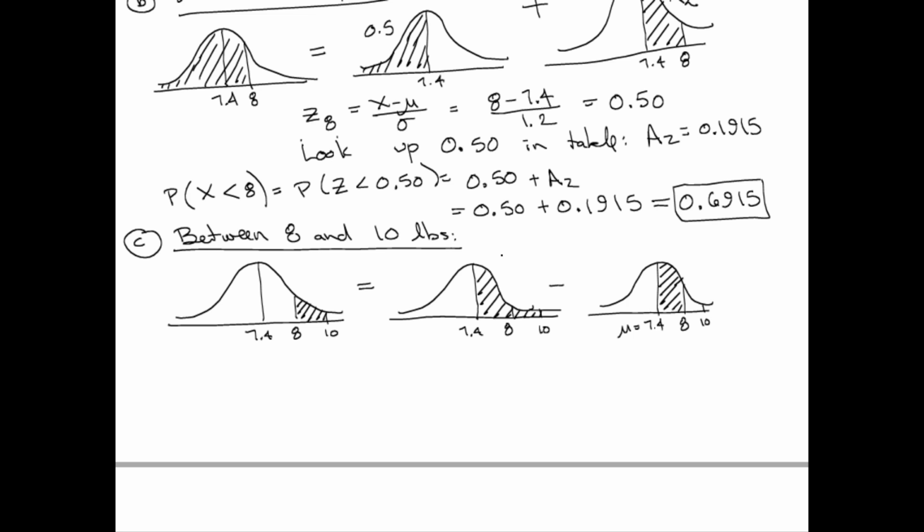So let's call these, actually this one we already called A2 earlier, and we're going to call this one A3. So we have already found A2. Now we need to find A3. So we need to find the z-score that goes with 10. So that means we're going to do 10 minus 7.4 divided by 1.2. And so that gives me approximately 2.17. You're going to have to round to 2 decimal places to be able to look it up in your table.